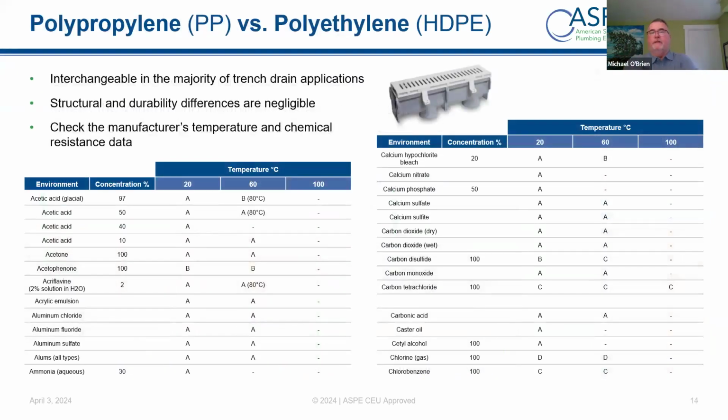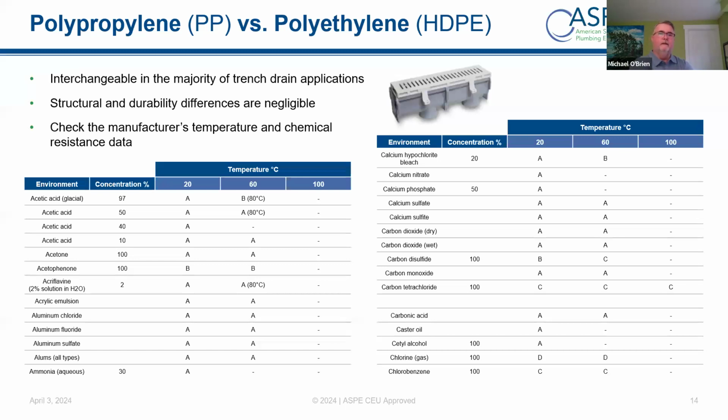Then, of course, there are different materials for the plastic channels or composite channels that are used in common trench drains. Polypropylene and polyethylene are, for the majority of applications, pretty interchangeable. But if there's significant temperature or chemical considerations, then you might want to consider which one is going to work better for you. Polypropylene usually carries a higher temperature rating, but if you have any concern with the temperature or chemicals, that's a time to check the manufacturer's chemical resistance data.